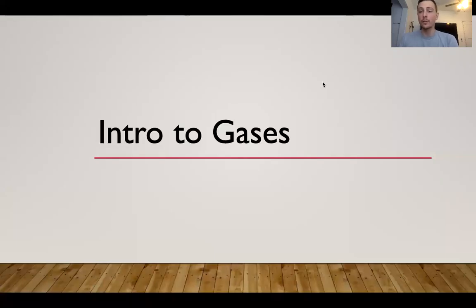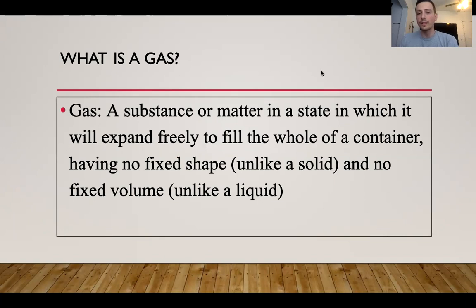Hello, everyone. So today we're going to be talking about the basics behind our next unit, which is gases. So we've all seen and interacted with gases, right? We know the three states of matter. We have solids, liquids, gases. However, gases have a lot of their own unique traits to them that we're going to be covering throughout this unit.